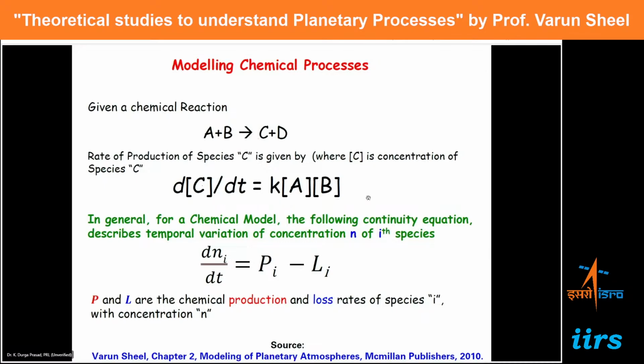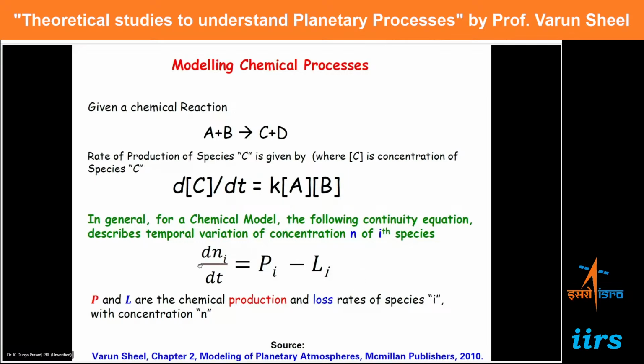So in general, for a chemical model, we generally use a continuity equation, which will tell the rate of change of an ith species with concentration n. So dni by dt, the rate of change of concentration of the ith species, can be simply written in terms of the production of the ith species and the loss of the ith species. So this equation, d by dt of ni equals production minus loss, is called the continuity equation.